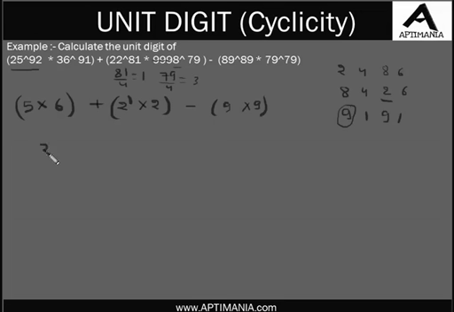Now 5 into 6 is 30 plus 2 into 2 is 4 minus 9 into 9 is 81. Right? Now we'll focus on unit digit only. So this is 0 plus 4 minus 1. So this is 4 minus 1 simply, which is 3. So the unit digit of this whole calculation would be 3.